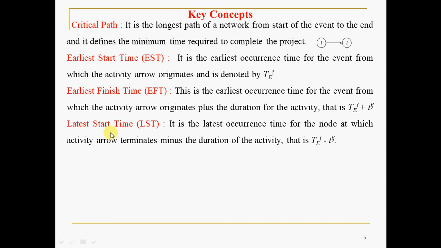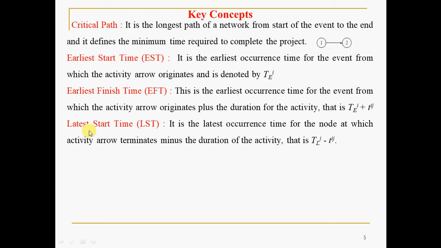This is called the forward pass, which we'll discuss in the problem. For earliest start time and earliest finish time, we go in the forward direction, from 1 to 2, left to right. This is TE_i, the time estimation at this point, and the finish time means TE_i plus the corresponding activity time.